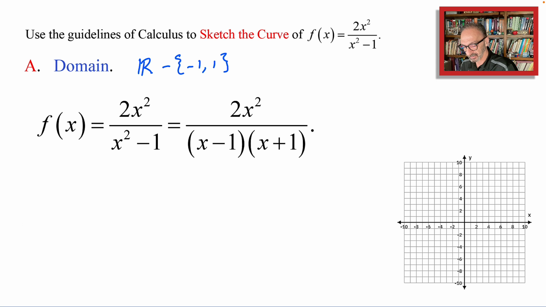This will give me x cannot equal 1, because if x equals 1, we're dividing by 0, and that doesn't make any sense. And this will give me x equals -1, so x equals -1 cannot be allowed. That's the domain. So we can't be at -1 and at 1.